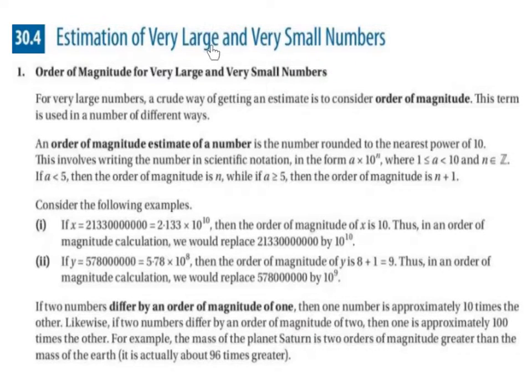Estimation of very large and very small numbers. Part 1. Order of magnitude for very large and very small numbers. So you need to understand about orders of magnitude, an order of magnitude estimate of a number, how it's rounded, and what happens if numbers differ by an order of magnitude of 1.